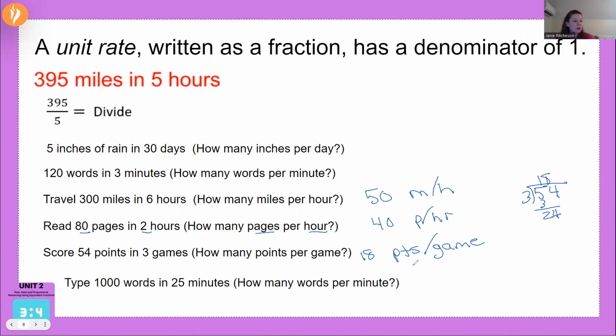And then 1,000 words in 25 minutes. How many words per minute? Though it seems as though it's usually the first number divided by the second number, that's not always the case, guys. You have to read the order of the words. If it says words per minute, divide the words by the minutes. If it says how many minutes per word, you would have to divide the minutes by the words. You understand? So 1,000 divided by 25, what is that? 4 words per, or is it 40? I think it's 40. 40 words per minute, right?